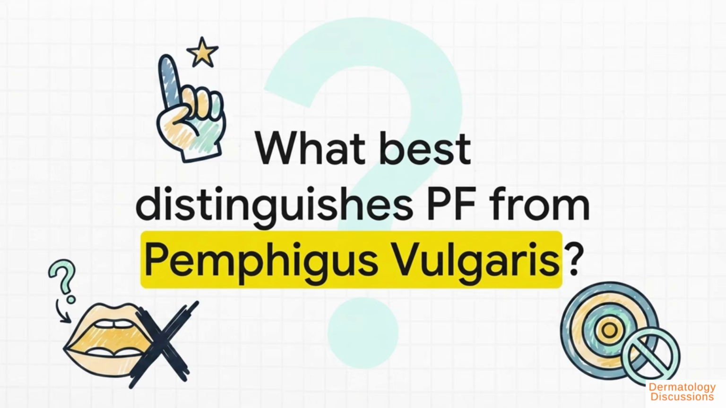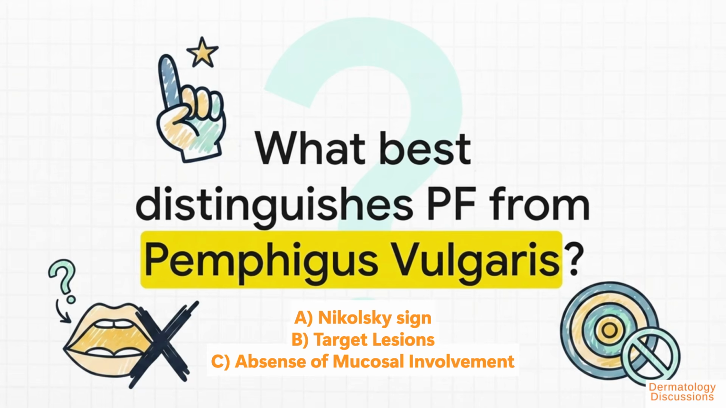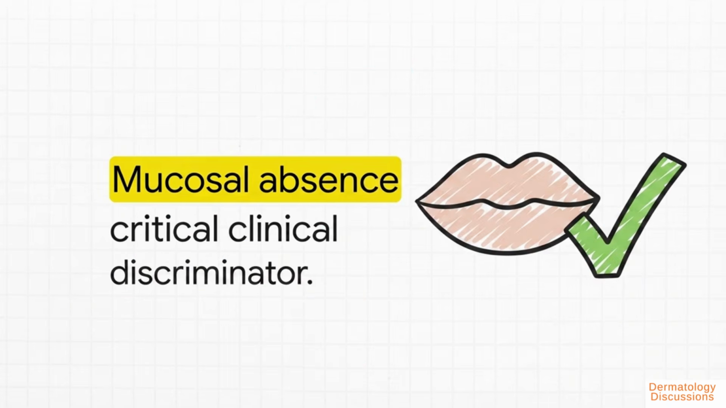Which finding best distinguishes Pemphigus foliaceus from Pemphigus vulgaris? A, Nikolsky's sign, B, target lesions, or C, absence of mucosal involvement? Think back to that central trap we talked about earlier. You guessed it. The answer is C, absence of mucosal involvement. It really is the single most critical clinical discriminator. Now, a positive Nikolsky's sign, which is where lateral pressure on the skin causes the epidermis to just peel away, that's a great test, but it's positive in both PF and PV. Mucosal sparing is your definitive clue for PF.